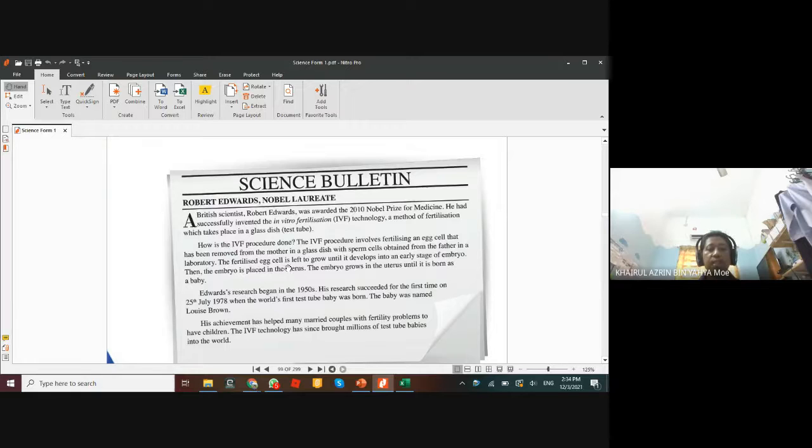The fertilized egg cell is left to grow until it develops into an early stage of embryo. Then the embryo is placed in the uterus. The embryo grows in the uterus until it is born as a baby. Edwards' research began in the 1950s. His research succeeded for the first time on 25th July 1978, when the world's first test tube baby was born. The baby was named Louis Brown. His achievement has helped many married couples with fertility problems to have children. The IVF technology has since brought millions of test tube babies into the world.